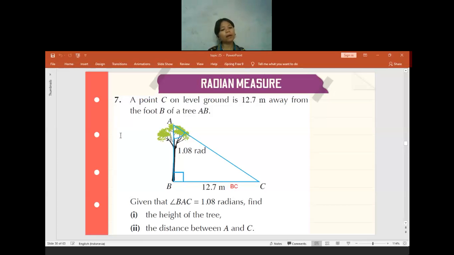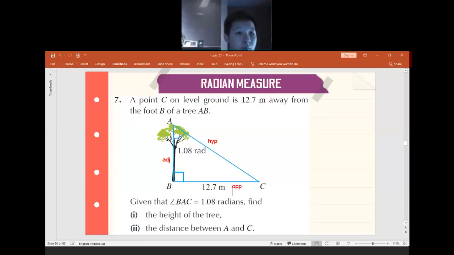For the others, which part can I call the hypotenuse? AC. Okay, hypotenuse is AC, so the leftover one is the adjacent. Is there anyone who got confused doing the labeling for the opposite, hypotenuse and adjacent? No. Okay, if no one got confused, now let us find the height of the tree.